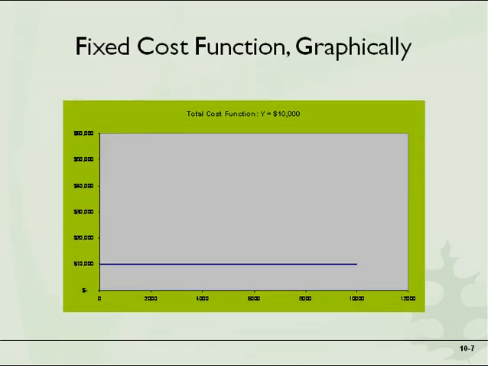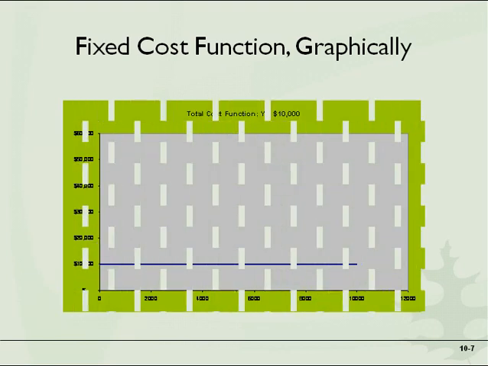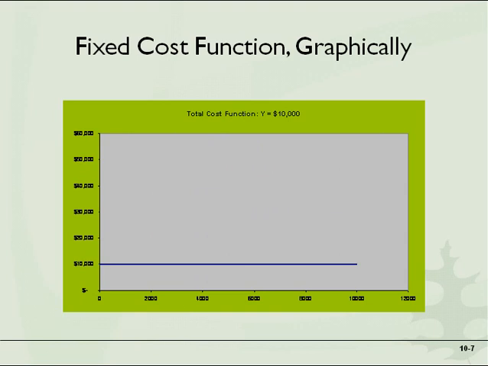Alright, so let's say we have a total cost function that's equal to $10,000. This is a fixed cost because it appears as a horizontal line. It doesn't change regardless of the level of activity.